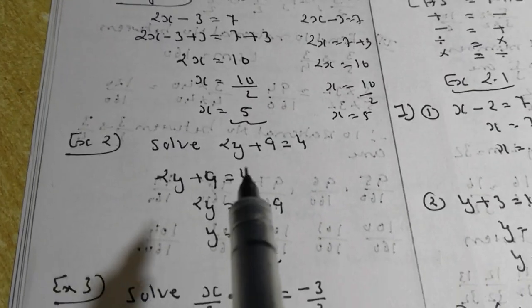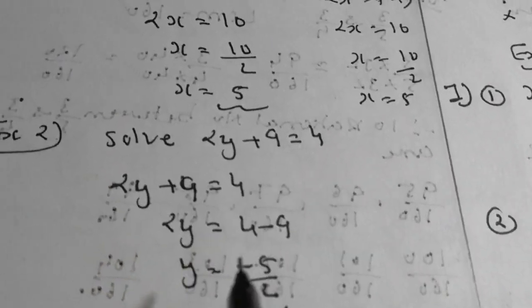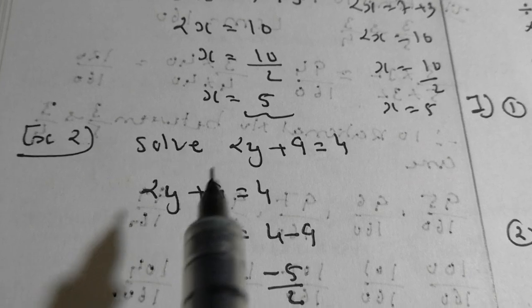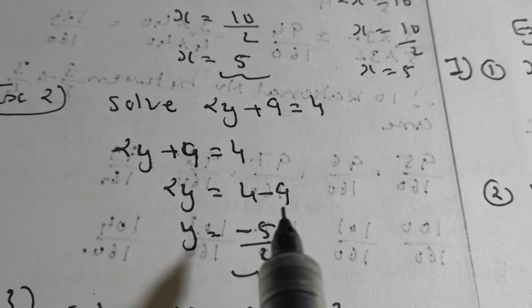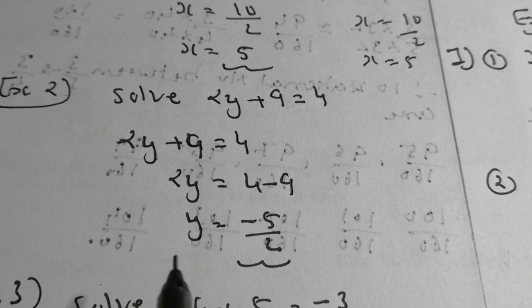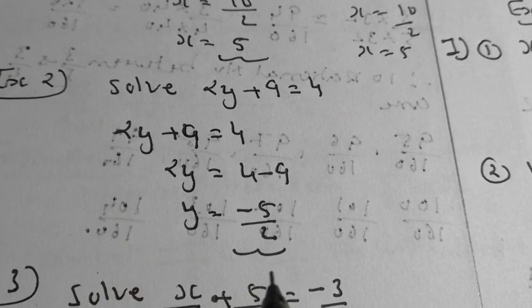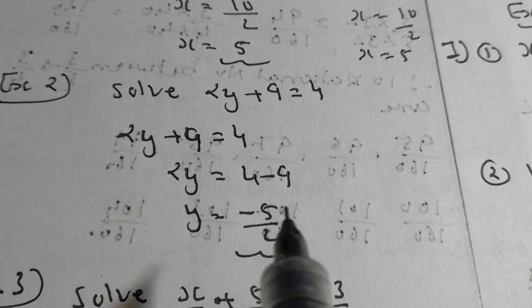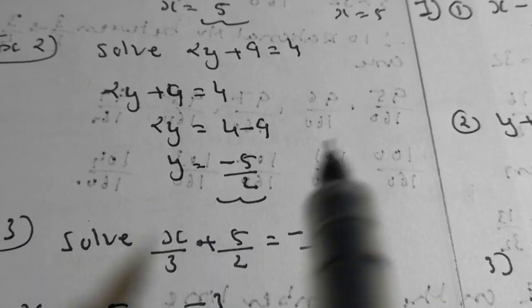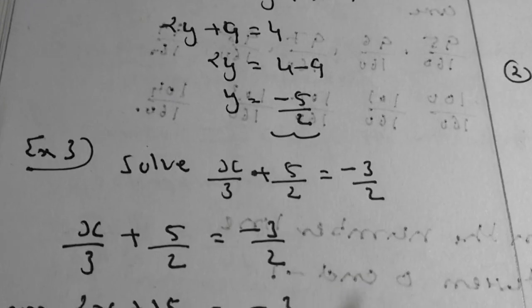Solve. 2y plus 9 is equal to 4. So 2y plus 9 is equal to 4. Plus 9 shifted to the right hand side becomes minus 9. So 2y is equal to 4 minus 9. 4 minus 9 is minus 5. 2 is in multiplication, goes as division. So y is equal to minus 5 upon 2.